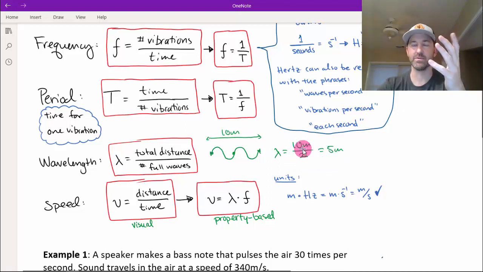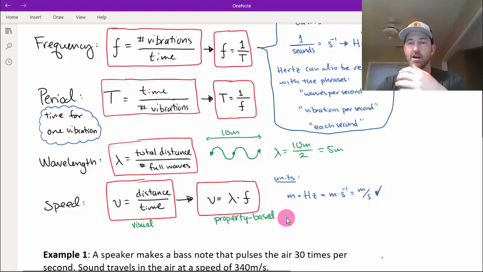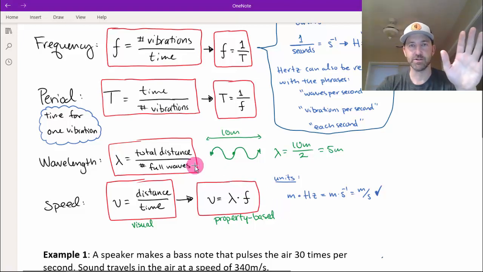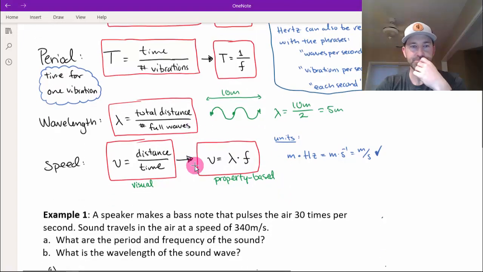Now, generally that's not how we do wavelengths. You're just told what the wavelength is, or you calculate it using the wave speed formula. But either way, this is a method that you can use to figure out what the wavelength is.